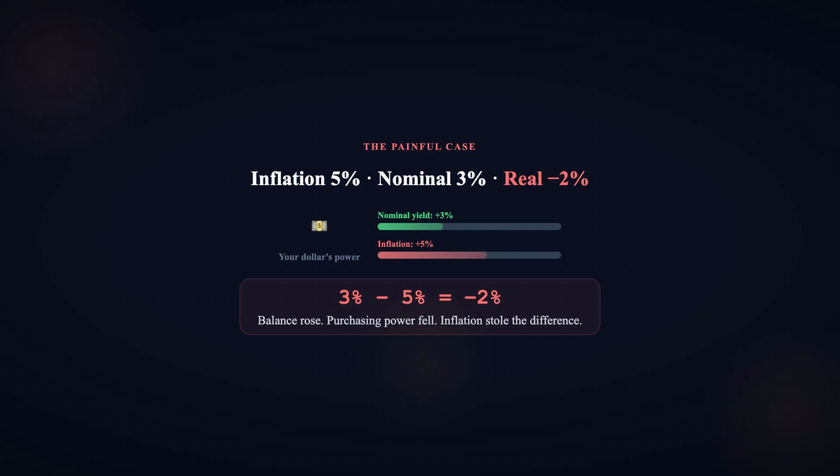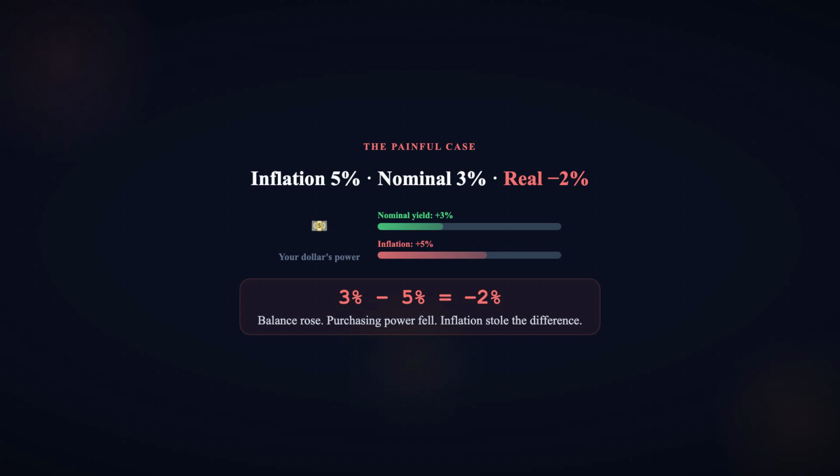This is what it means when we say inflation is a thief. It does not take dollars out of your account. It shrinks what each dollar can buy. And when the real rate is negative, all else equal, delaying consumption loses real wealth. Your savings are shrinking in purchasing power, even as the balance grows on paper.